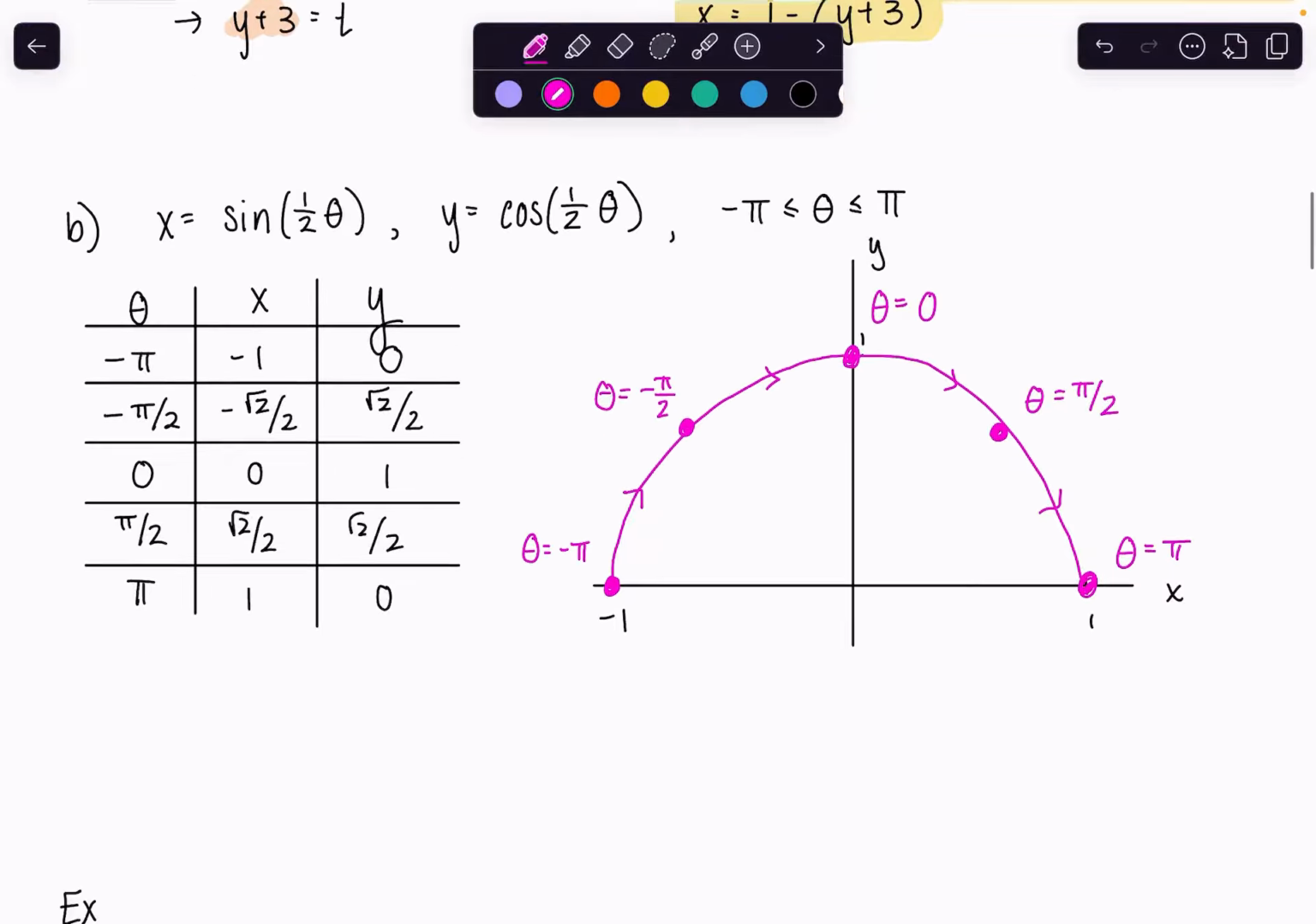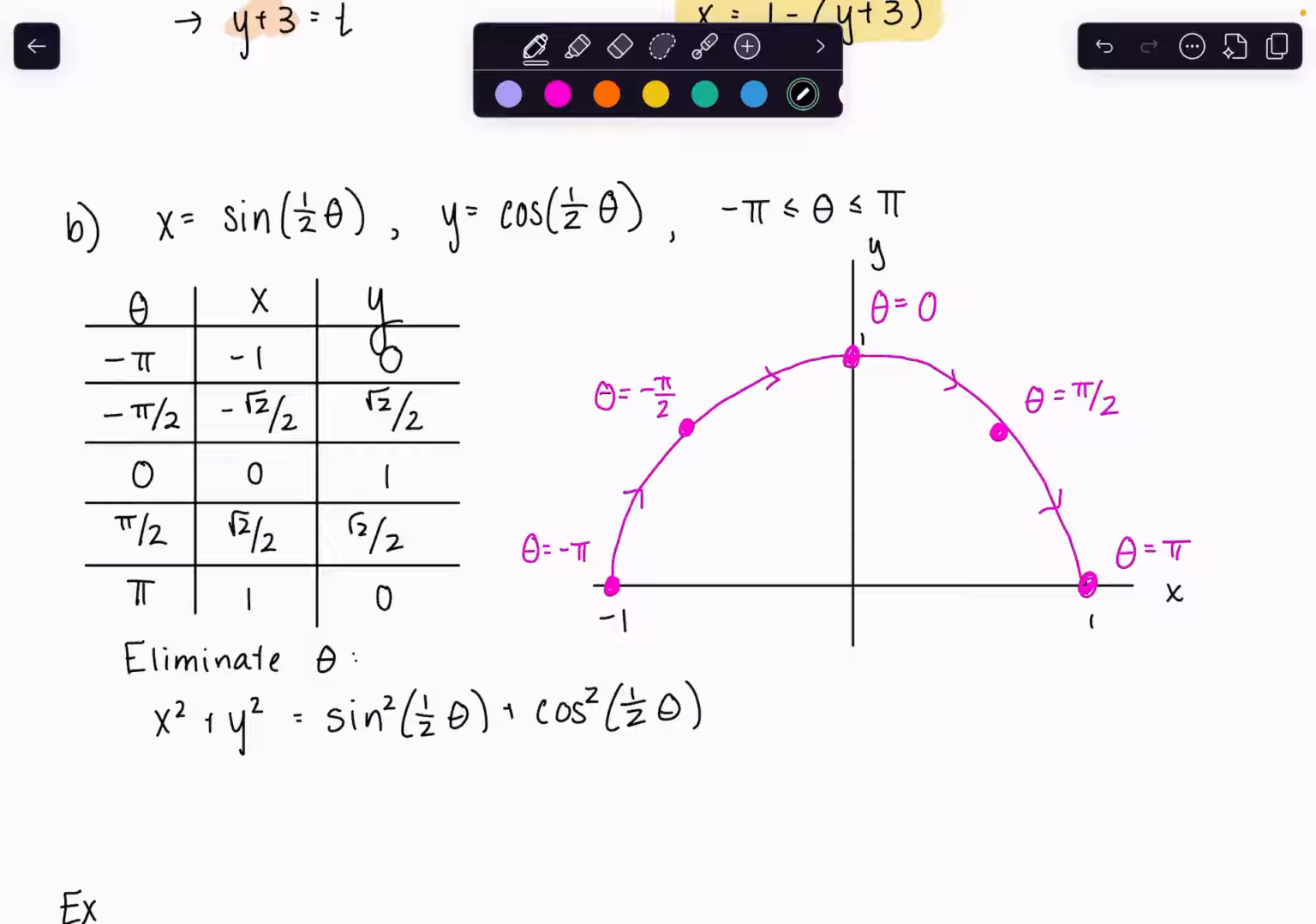So I want to show that, yes, this is indeed a circle. So we need to eliminate our parameter, which in this case is theta. If you think about a nice connection between sine and cosine, that's our main Pythagorean identity. If I take x squared and add y squared, that would be sine squared of 1/2 theta plus cosine squared of 1/2 theta. Well, those have exactly the same angle, so that is our identity. So that right-hand side just simplifies to 1.